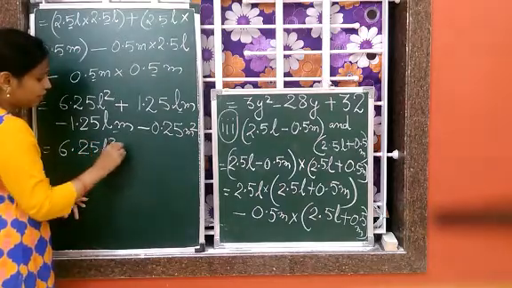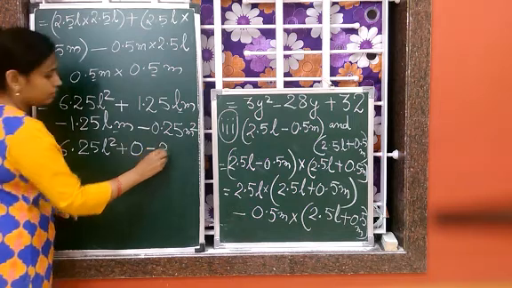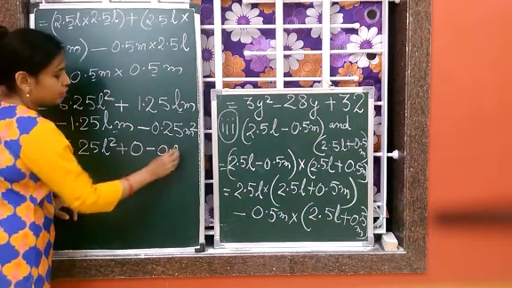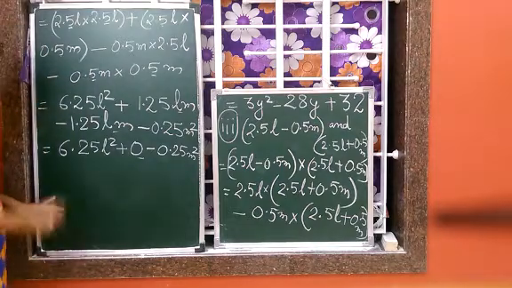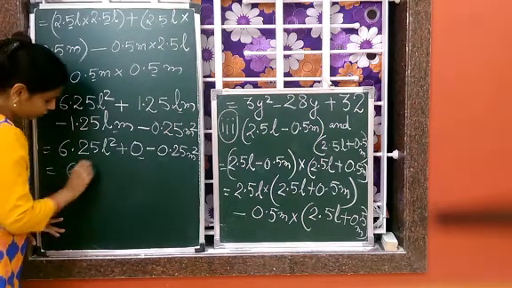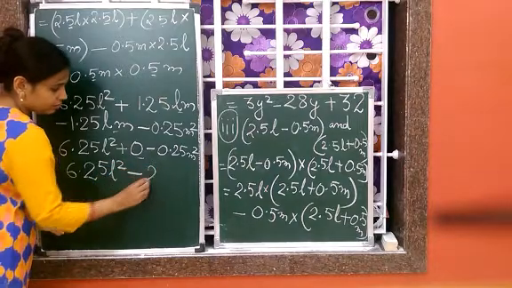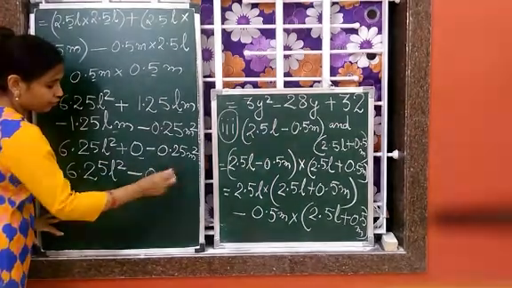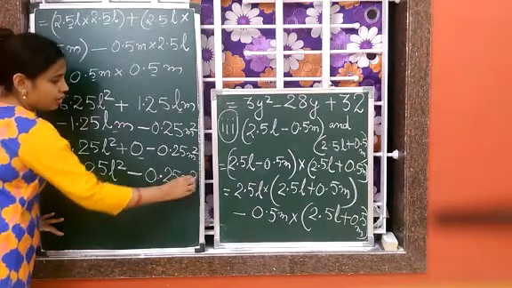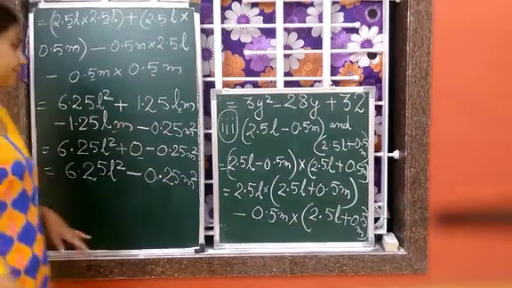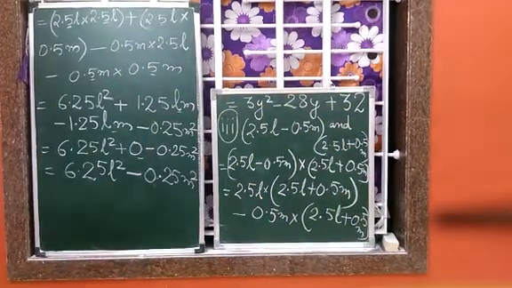6.25 L square plus 0 minus 0.25 M square. So we remove the 0, it's of no use. Minus 10 to 10, I am writing 2.25. So this completes the third part of question number 1.